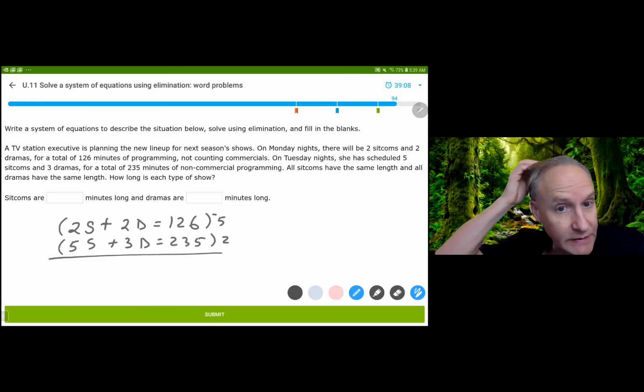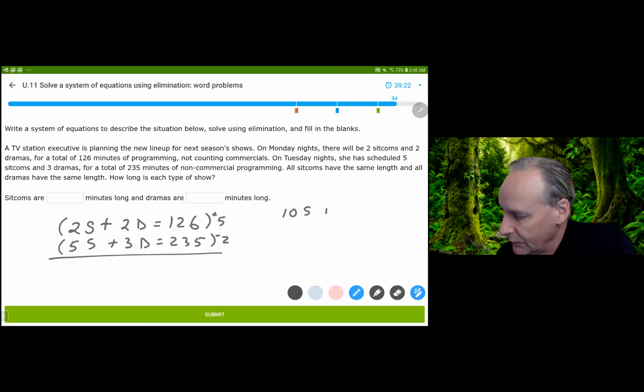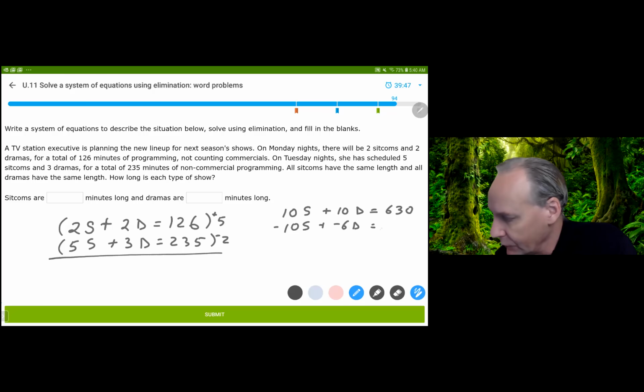It really doesn't matter where you put the negative. Shall I do it this way? Plus and minus, since I can finally see it now. So we've got 10s, if I distribute the 5 to the whole top equation, plus 10d. And 5 times 126 gives me 630. Is that right? Yeah, 630. The bottom one is negative 10s plus negative 6d. And if we multiply that, we get 470.